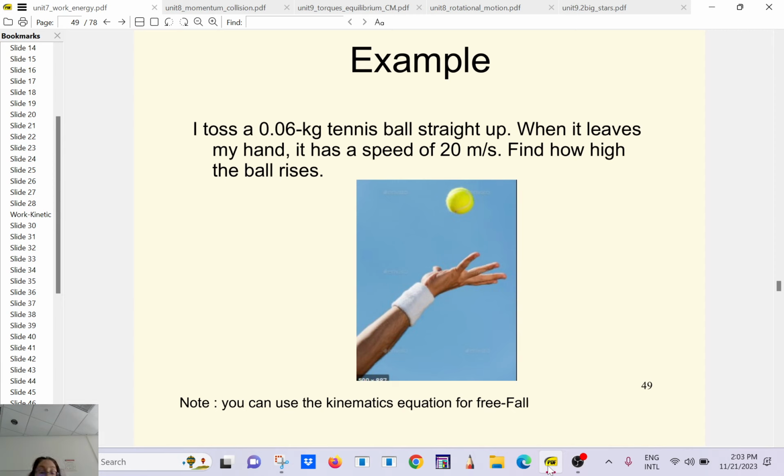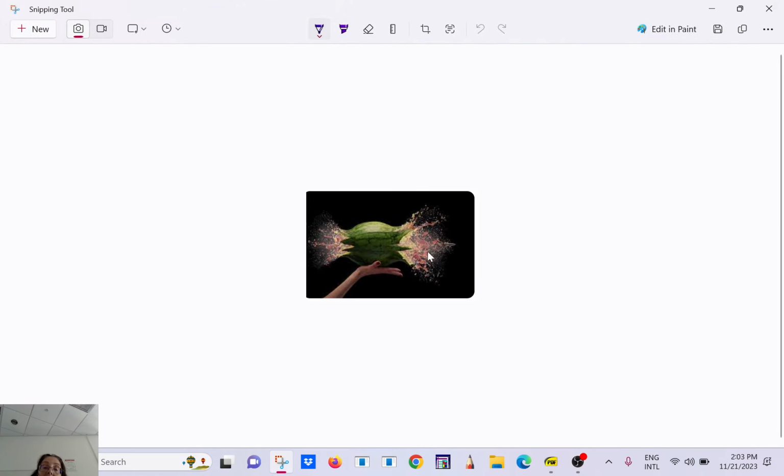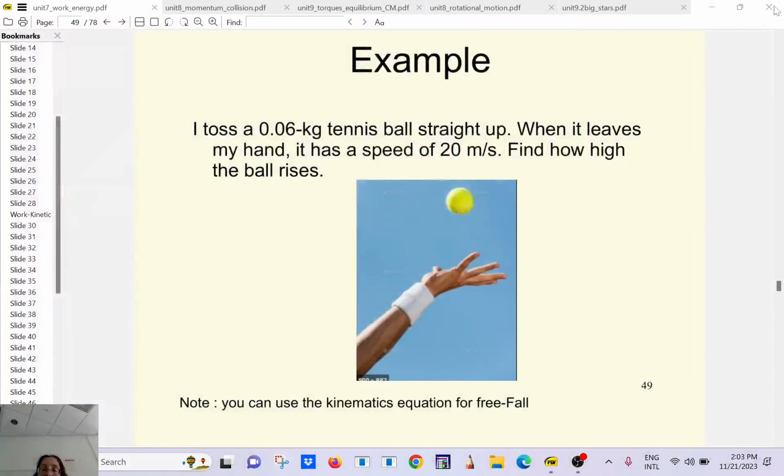Okay, so we were talking about conservation of energy, and if there is no friction. Oh, by the way, I forgot to show you this picture. I remember when we talked about conservation of momentum, and you see here it's a watermelon. You have a bullet here, so someone shot a bullet, and you see that some stuff coming from the back. So conservation of momentum is happening here. Just wanted to show you this picture. Okay, so we stopped here.